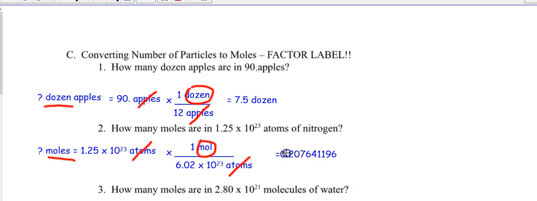Okay, this is what I got. But wait a minute, Mrs. Vandeweghe, it's overkill. I don't need the entire calculator display for my answer. Go back and look at your sig figs. I have 3 sig figs, so I'm going to condense this to 3 sig figs. That's my answer. All right, let's look at the next question, number 3.